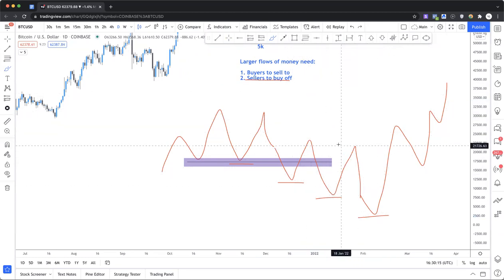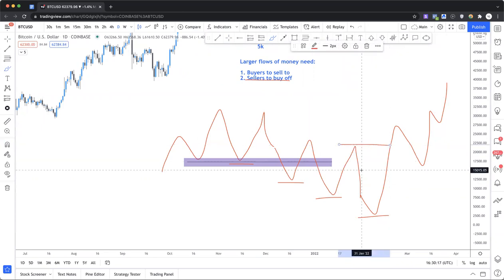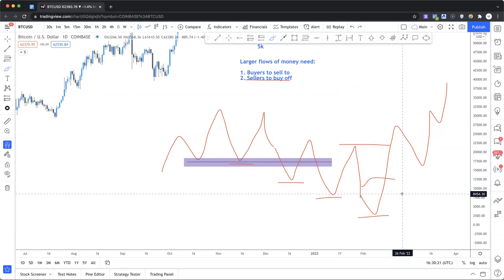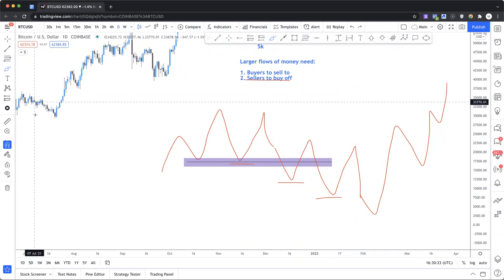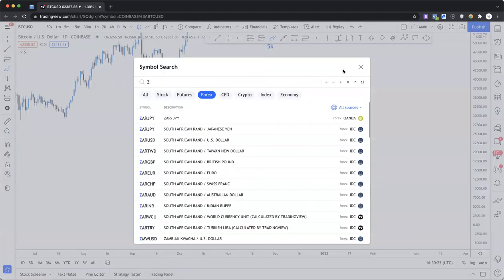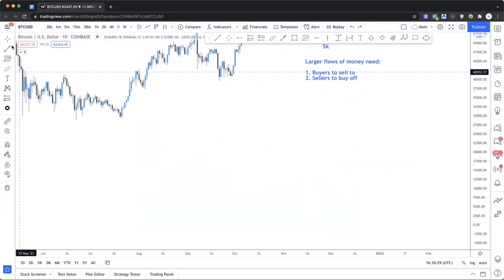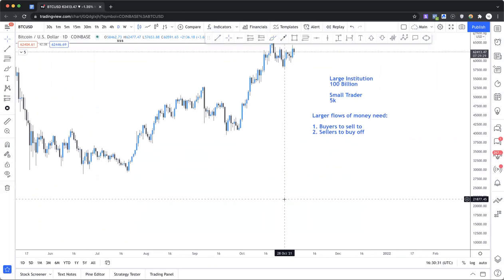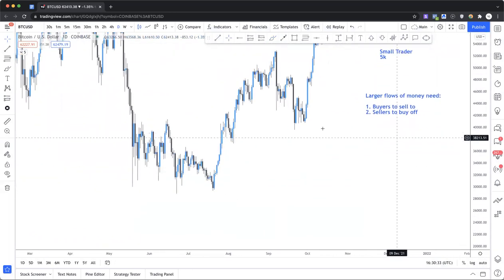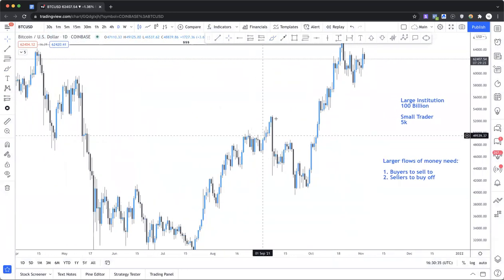How? By waiting for major, keyword major, structure to break. You'll be able to see minor structure forming all the way down here, but it's about being able to spot the difference. Okay, now let's look at an example right here. Price reached this peak up here, and then we came down. We started breaking old lows.